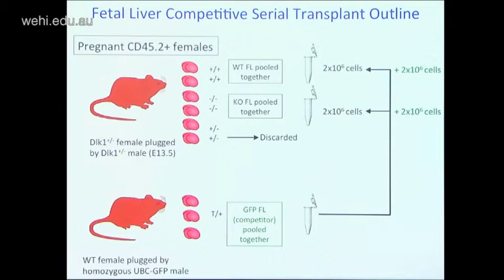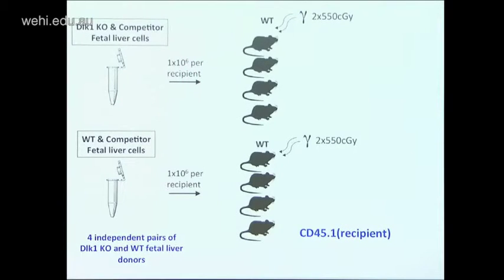And then the GFP competitor fetal liver is mixed with the knockout or the wild-type fetal liver tube in a 1-to-1 ratio, so 50-50. After that, the Dlk1 knockout and competitor fetal liver cells are injected into the knockout arm of recipients, so they are all 45.1 positive, lethally irradiated, and 1 million fetal liver cells are injected per recipient, and the other arm is the wild-type and competitor fetal liver cells in a 50-50 mix. And I've done 4 independent pairs of knockout and wild-type fetal liver donors.